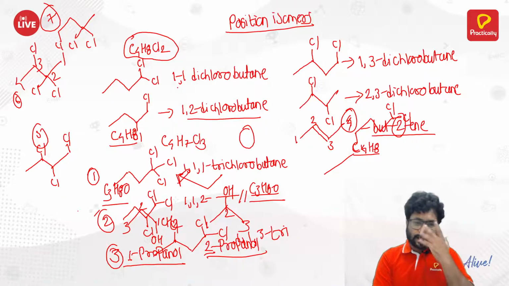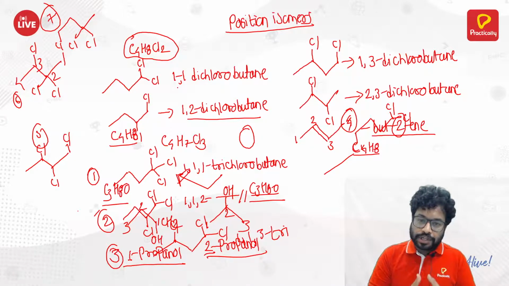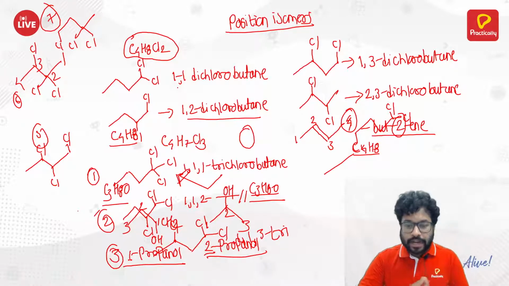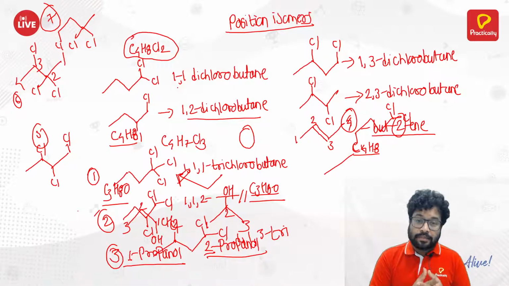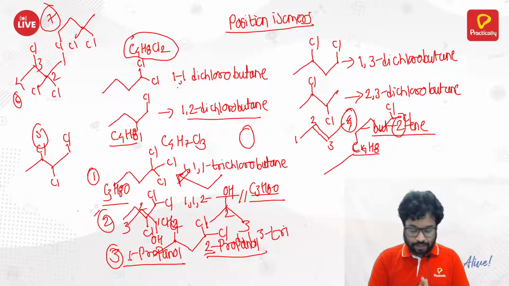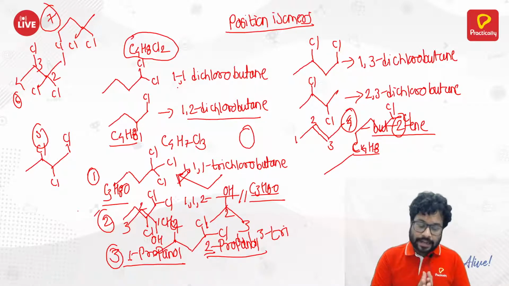So these are the examples of your position isomers and chain isomers. There are so many isomers that we're going to see after this: position, chain, metamerism, tautomerism, and whatnot. But we're going to see all of that in the upcoming sessions. Today's session, that is it. That was the only 2 isomerism types we're going to see today.